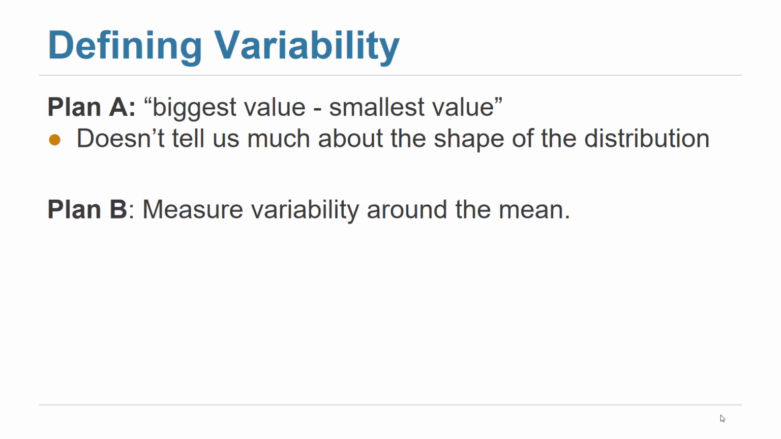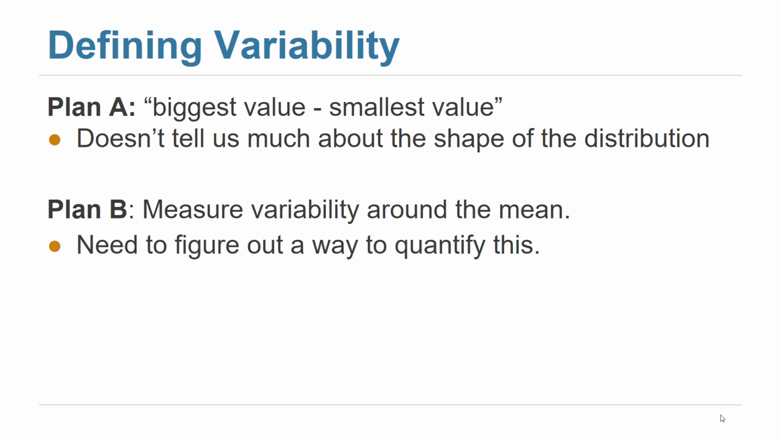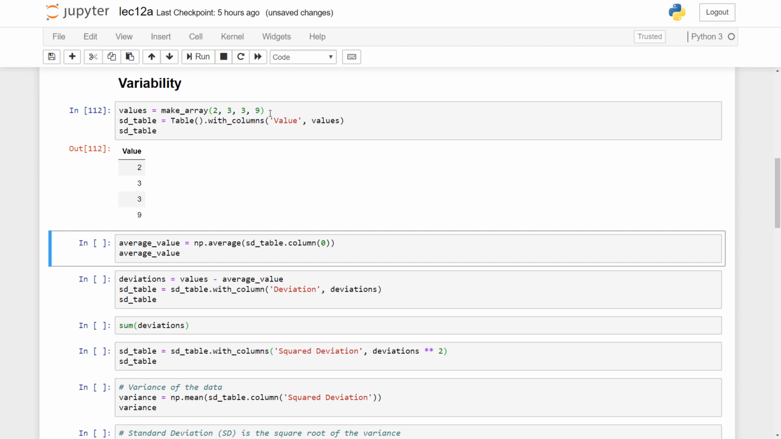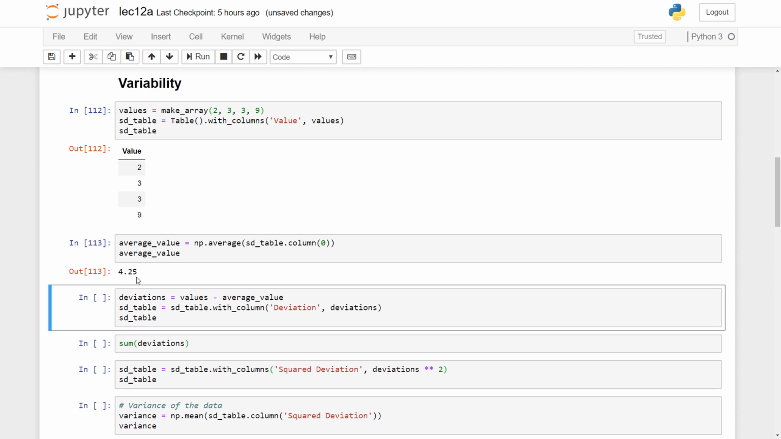Another idea is to measure the variability around the mean or the average, but we need to figure out a way to do that. So let's see how we can do that over a demo. Let's start with the same array that we had in the previous demo, which is 2, 3, 3, 9, and put it again in a table and compute the average. The average is 4.25 as we saw before. Now one idea is to compute the deviation of each value from the average.